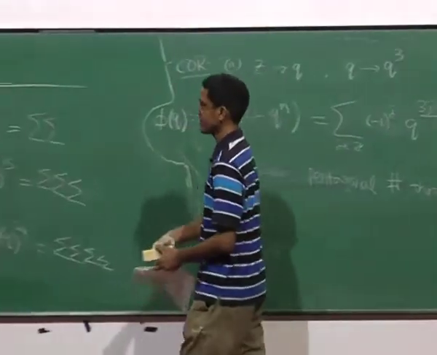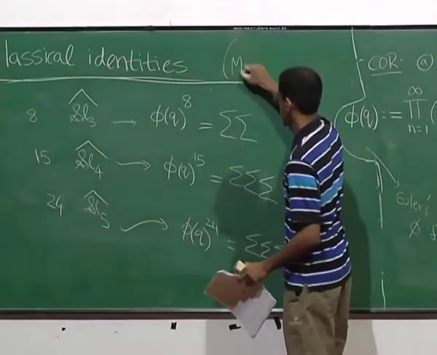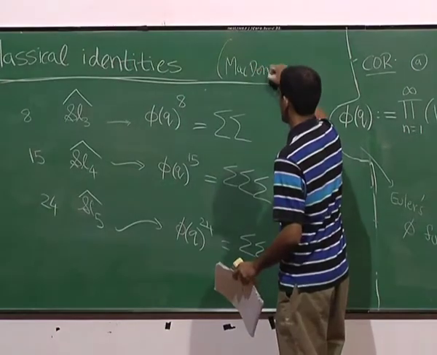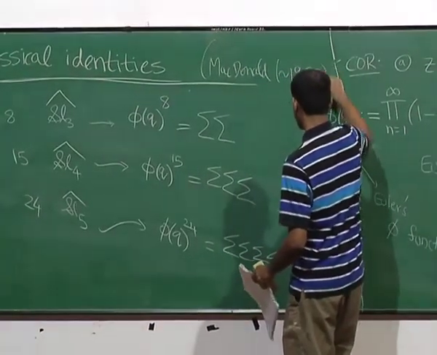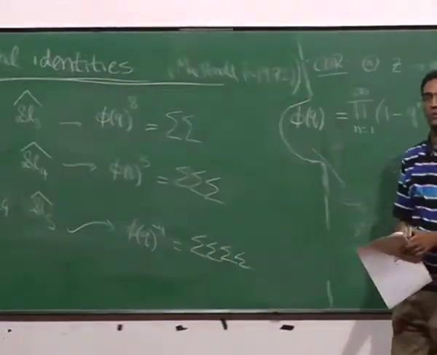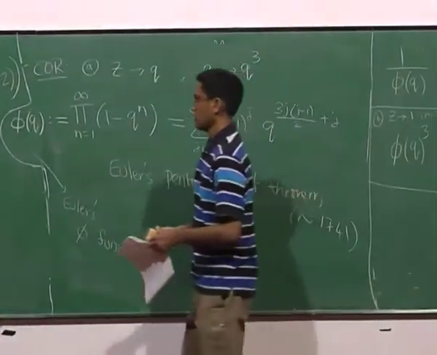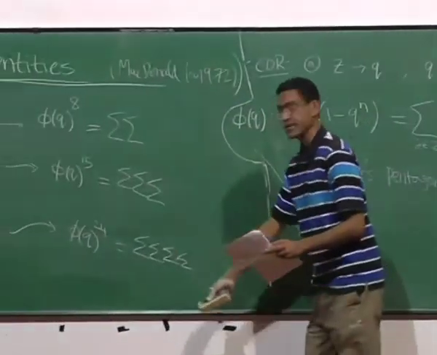Okay, all these were discovered by MacDonald around 1972, not quite using the Lie algebras, but something very close called the root systems. Okay, now, so one has all these identities.